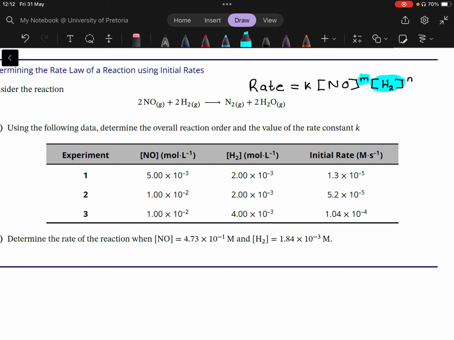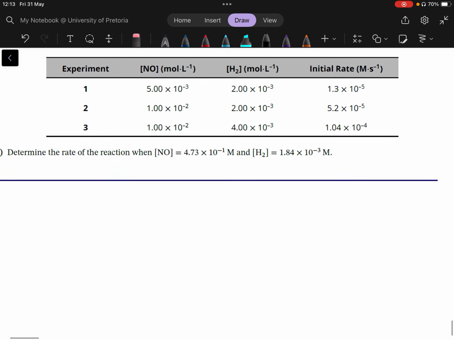If you double the concentration but the rate quadruples, then you know it's second order in terms of that reactant, in other words, squared. So it's NO squared, and the rate quadruples, and so forth. That's essentially what we're doing here. And then you swap it around. You keep the other one constant, and you vary the other one, and you see how the rate responds to varying those concentrations. So that's the method of initial rates in principle.